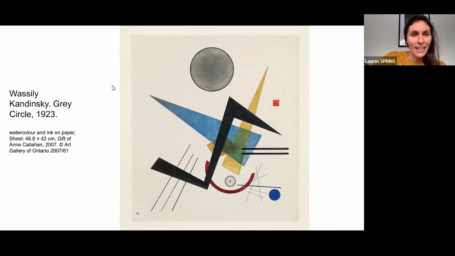I have a link here I'm going to share. I wonder if I can. Actually, I might ask one of my colleagues to do this, who's there in the background. If they could share that link I shared with them earlier, that would be really helpful. Because it just links to a few other works by Kandinsky that are a little bit earlier. So there we go.